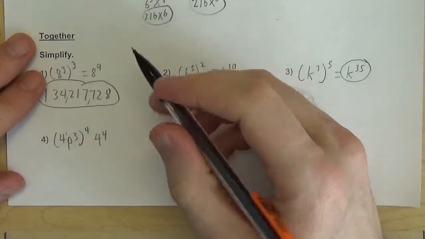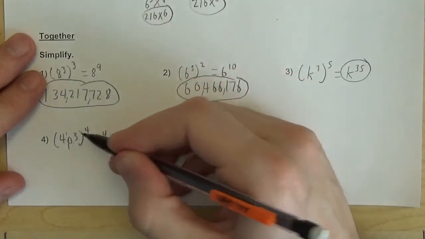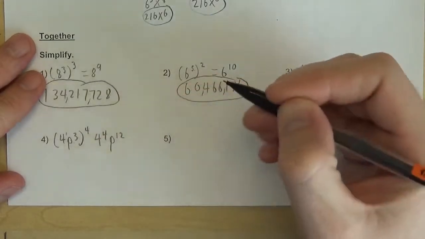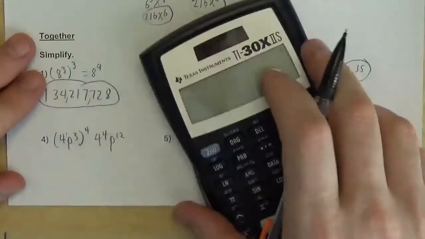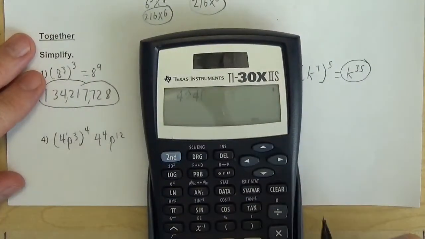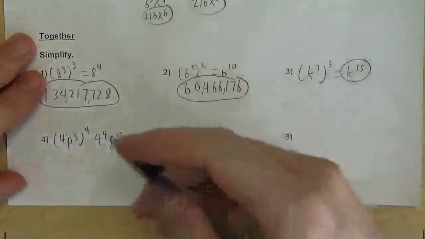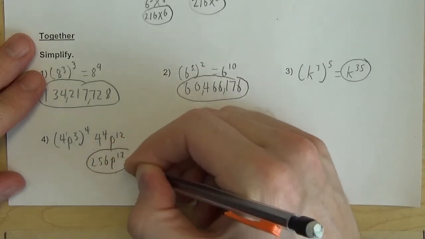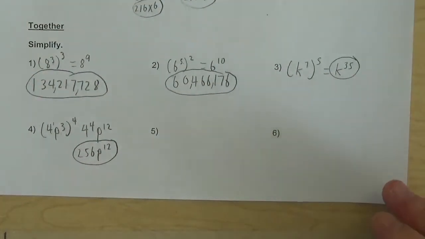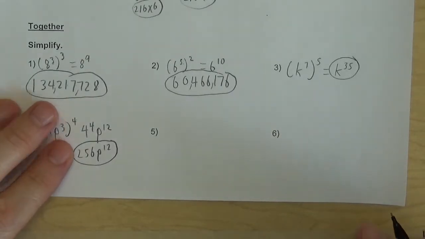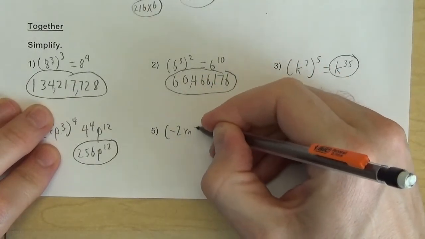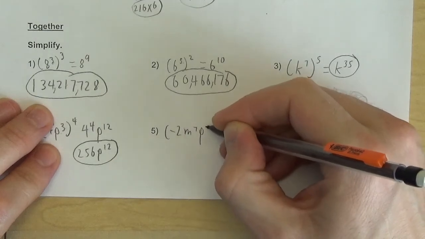We'll figure out what 4 to the 4th is. And then p to the 3rd to the 4th. You multiply those exponents, you get p to the 12th. I think 4 to the 4th is 256, but let's just make sure. Yeah, 256. So we'll simplify that down to 256p to the 12th. That's your final answer there. So again, if it's a regular number, it has an exponent with it, we're going to evaluate that exponent.